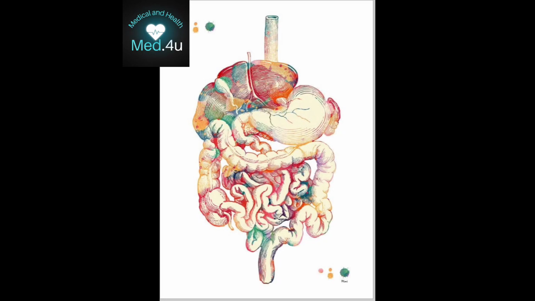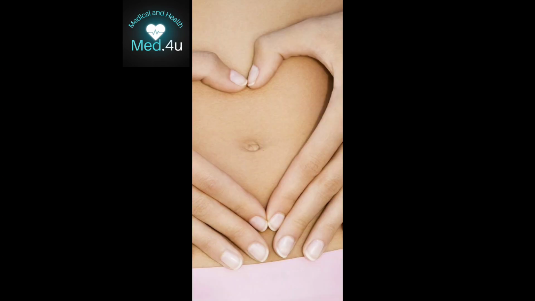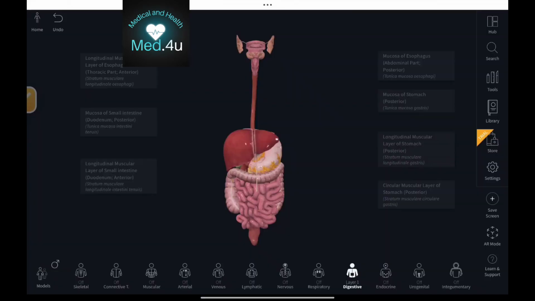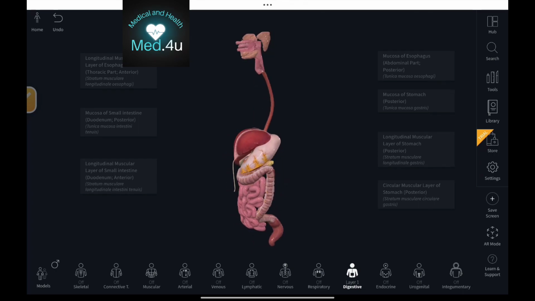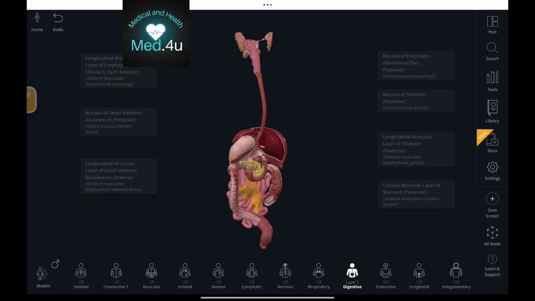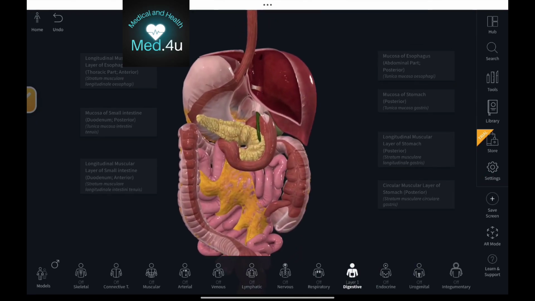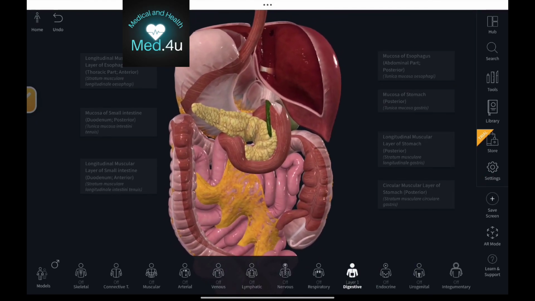Anatomy of the stomach. To better understand gastric ulcers, we first need to familiarize ourselves with the structure of the stomach. The stomach is a muscular and hollow organ located in the upper abdomen, below the diaphragm. The stomach is divided into four main parts.